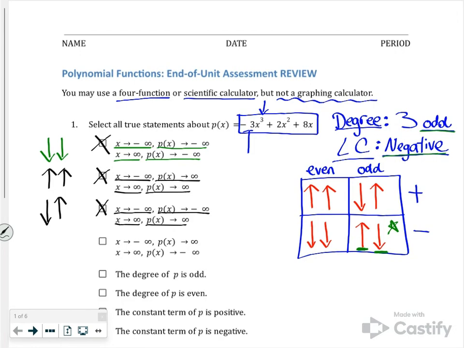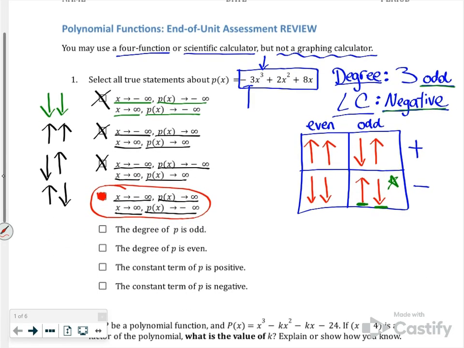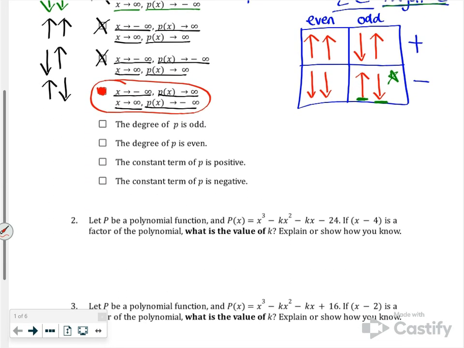So we're really hoping that this next one is ours. If you see this one, it says as x approaches the left, the function arrow goes up, and as x approaches the right, the function arrow goes down. So this is our correct choice for the end behavior. We mark that as correct, and then we're going to analyze these last options.